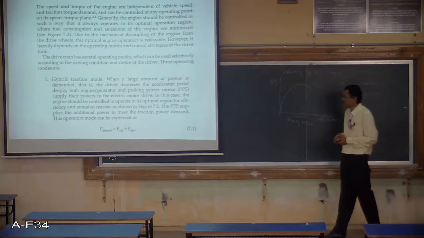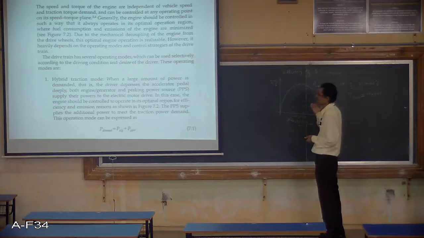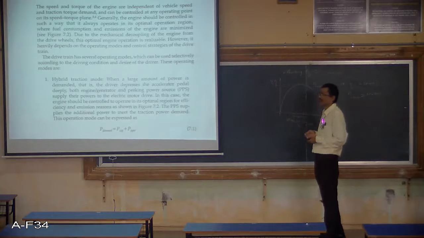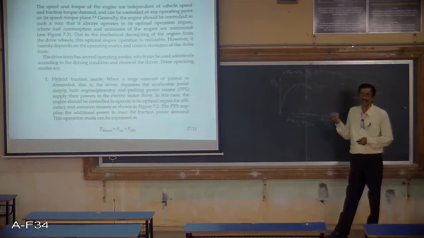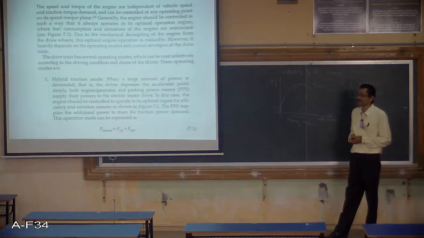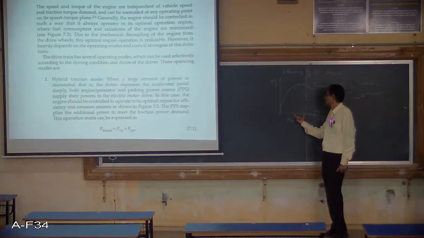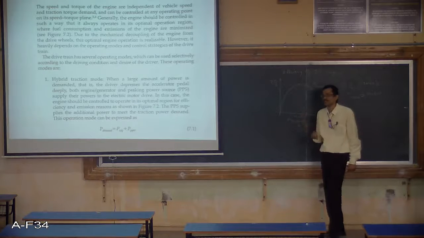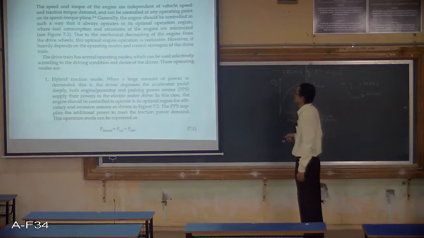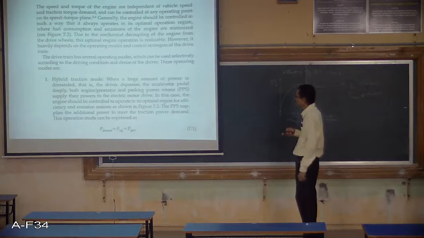So as a result, when you have the generator and the IC engine coupling, and the generator driving the battery or driving the actual motor, that can improve the efficiency because you can operate the IC engine within this range, and accordingly you can have lower carbon emissions and lesser fuel consumption. This drivetrain now has several operating modes which can be used selectively according to the driving condition and desire of the driver. These operating modes are given here.